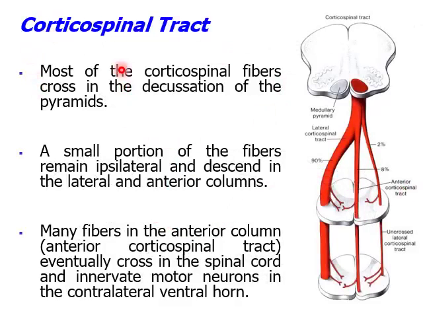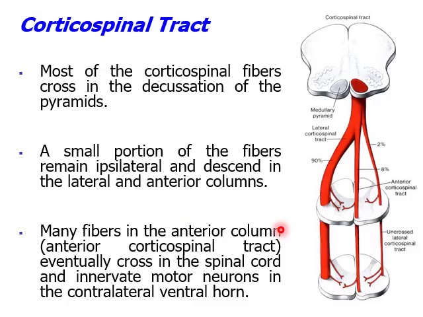To summarize, most of the corticospinal fibers cross in the decussation of the pyramid. A small portion descends at the same side ipsilaterally, descending in the lateral and anterior columns. This is the 90% with the crossing, and this is the 10% that descended without crossing. This is the anterior corticospinal. Both are responsible for the innervation of the lower motor neuron fibers of the specific descending spinal segment.